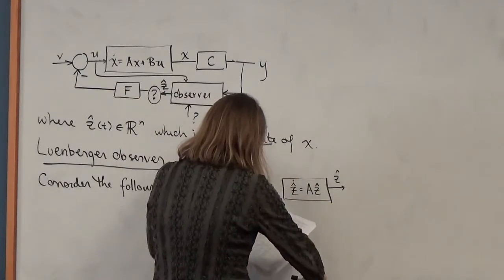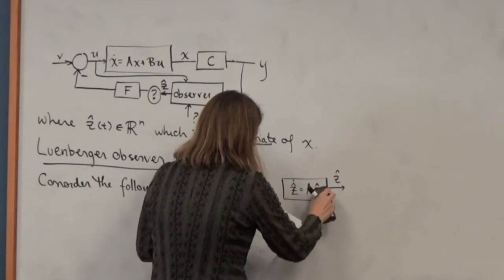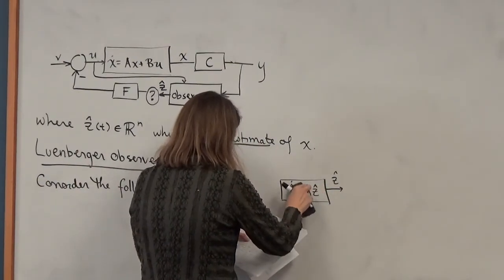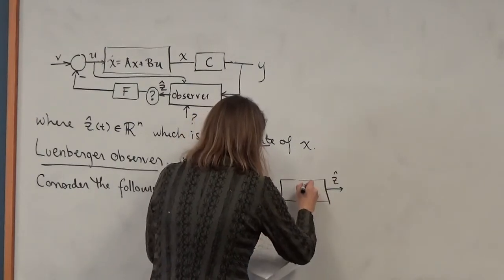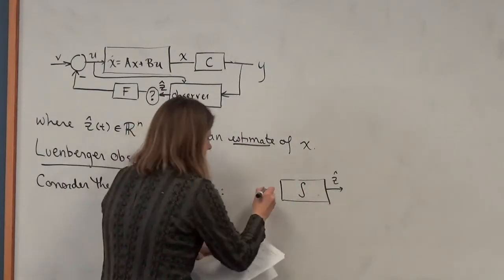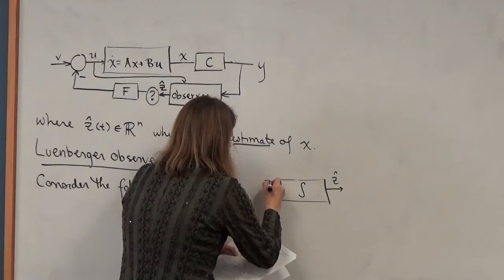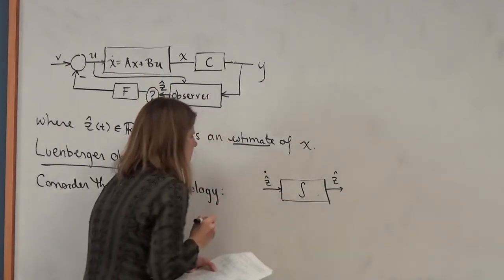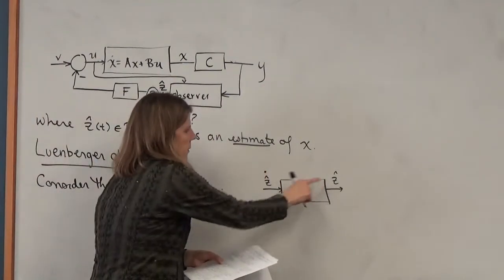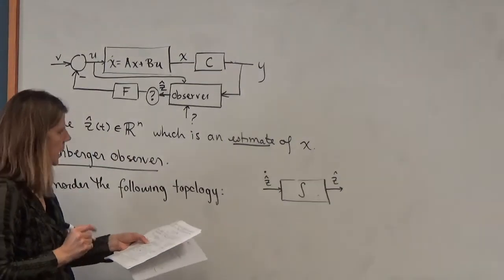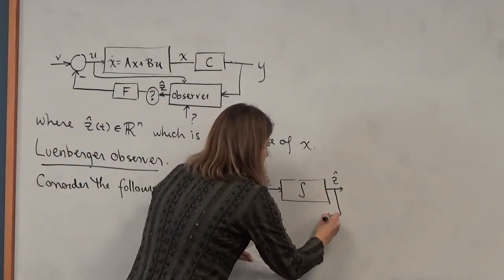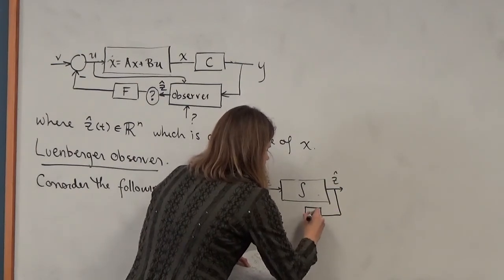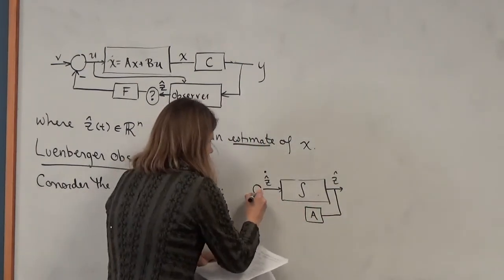Actually, let's write it the way I have it in the notes to make it a little clearer. I actually separated the integration here, so I have an integrator. I'm feeding in the derivative of z hat, which I'm going to call z hat dot, and that integrates to get z hat. Then I'm going to take z hat and feed it back through the matrix A, which I know.